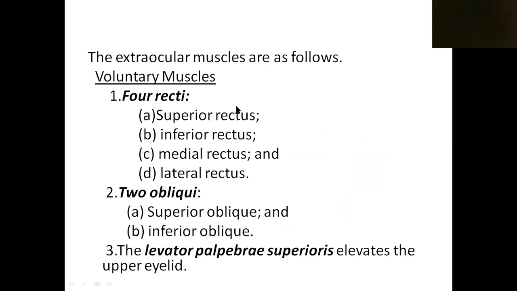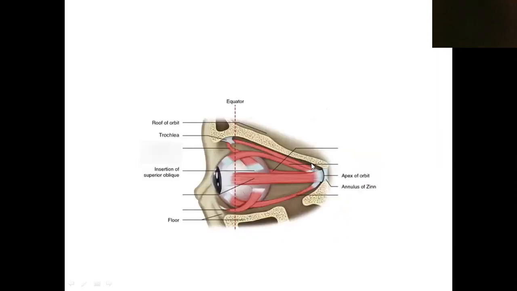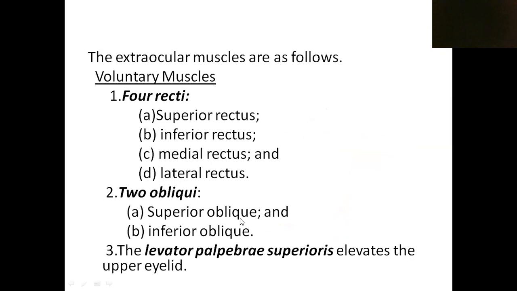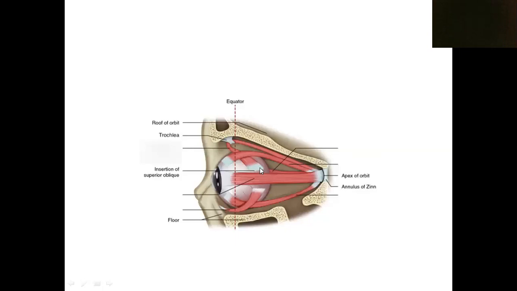Superior rectus means it lies above the eyeball, correct? Inferior rectus means it lies below the eyeball. The medial rectus is medial to the eyeball, and the lateral rectus is lateral to the eyeball. Okay. Two oblique muscles, superior oblique and inferior oblique. This naming is also based on the position. So superior oblique lies above the eyeball and inferior oblique lies below the eyeball.